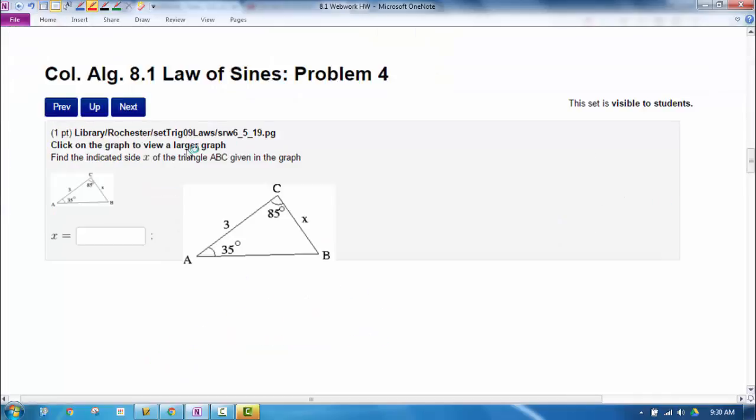Okay, the next problem is a little easier because it wants us to find the indicated side. This time we're given angle, side, angle. If you remember from geometry, angle, side, angle was a triangle congruence theorem, which means there's only one triangle that we can do. So we can do the sine of 35 over its opposite side, x, equals the sine of 85 over its opposite side. But that's not going to work because we don't have this opposite side right here. So let's use the sine of angle B instead.